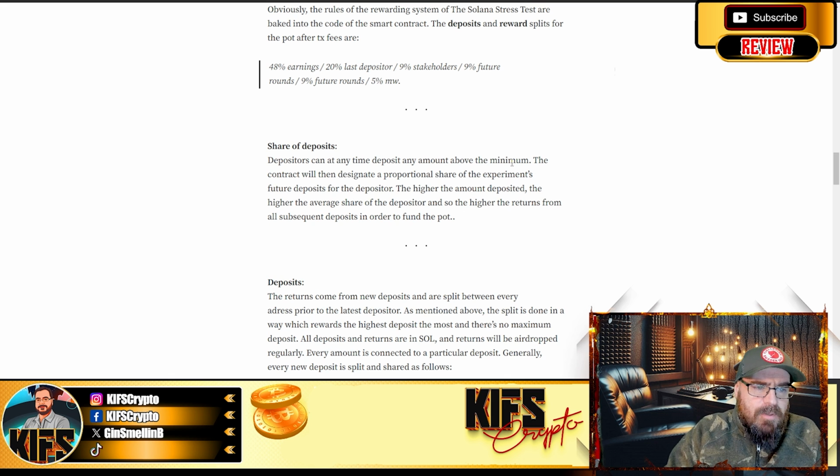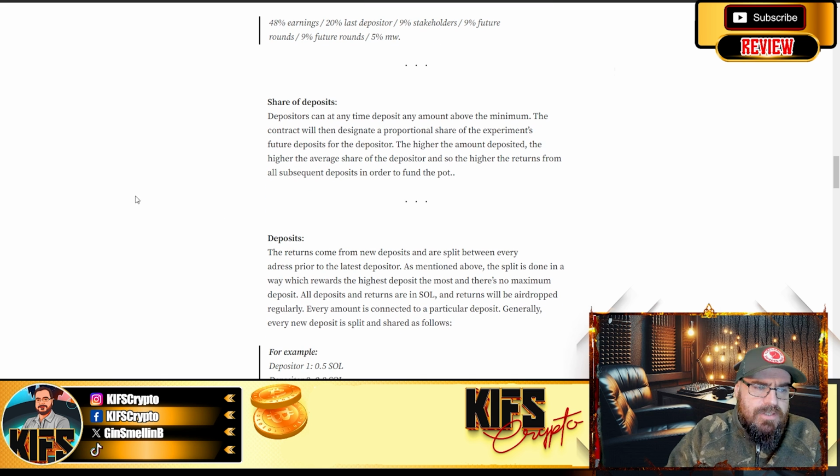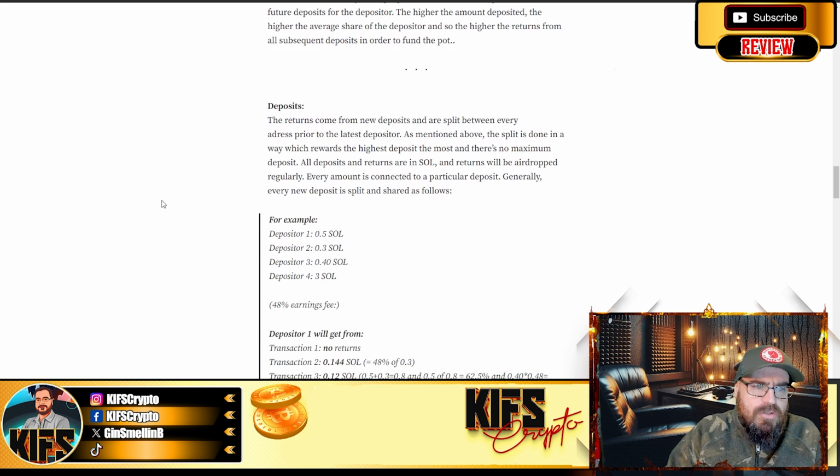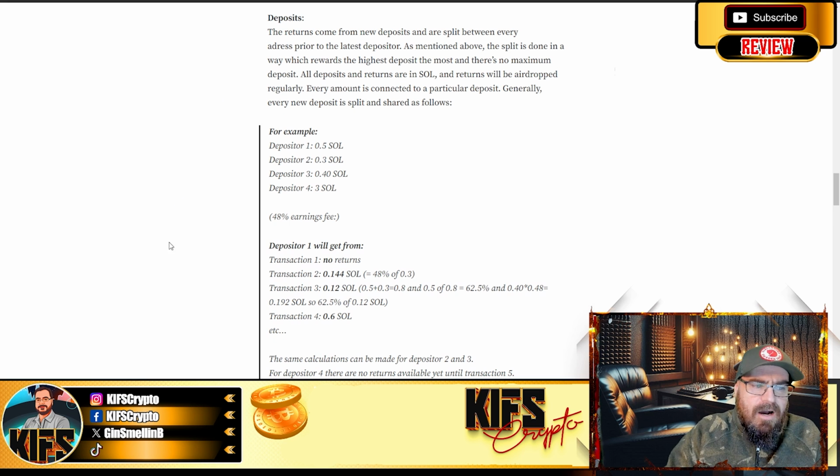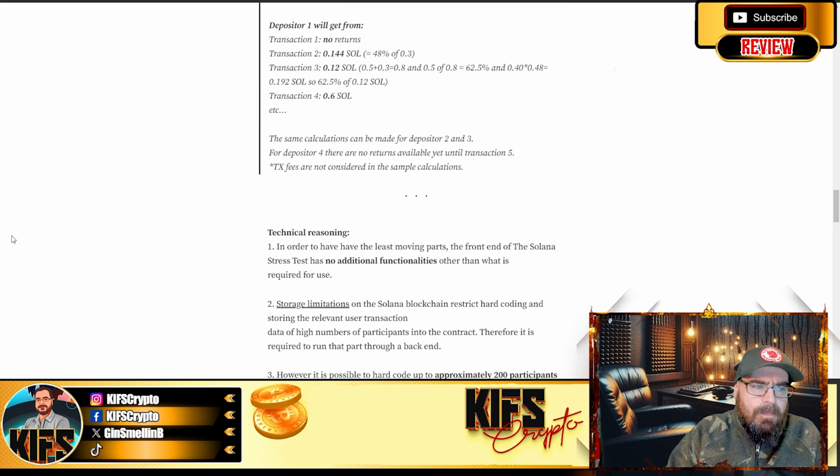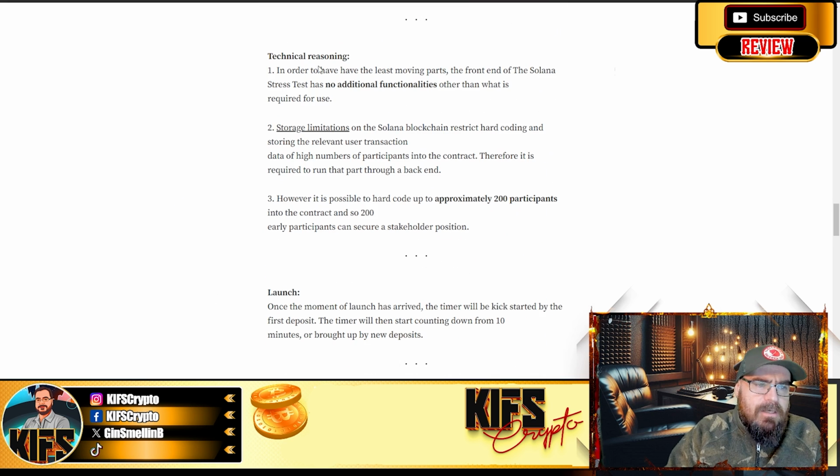Depositors can at any time deposit any amount above the minimum. The contract then designates a proportional share of the experiment's future deposits for the depositor. The higher the amount deposited, the higher the average share of the depositor, and so the higher returns from all subsequent deposits in order to fund the pot. Down here you get a breakdown of an example of how that exactly works. There's a technical reason behind that.